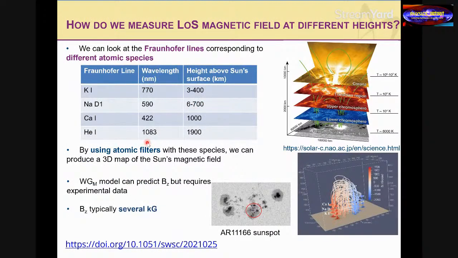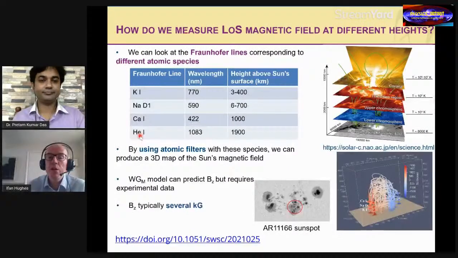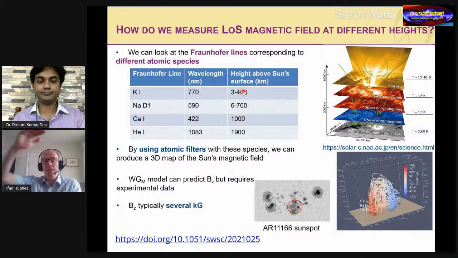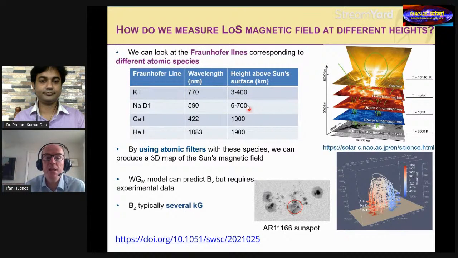So we are interested in very simple atoms: potassium, sodium, calcium, helium. And the reason you're interested in more than one atom is that different atoms live at different heights above the photosphere. So close to the photosphere, the lower chromosphere, up to about a megameter in the upper chromosphere, and then eventually into this transition region.